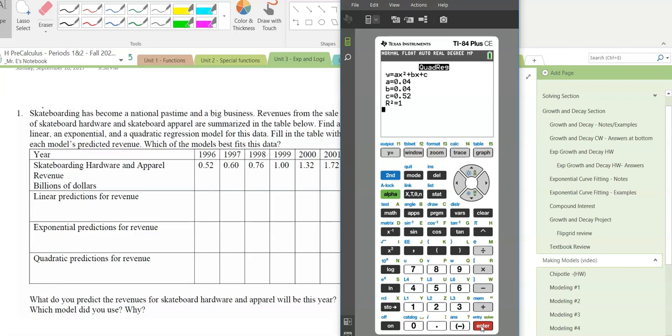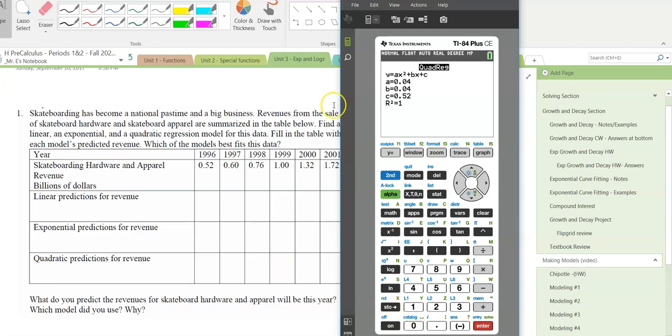And notice that with this one, I have y equals, a is 0.04, so 0.04x squared plus 0.04x plus 0.52, and this has an r squared of 1, which means it is a perfect relationship.